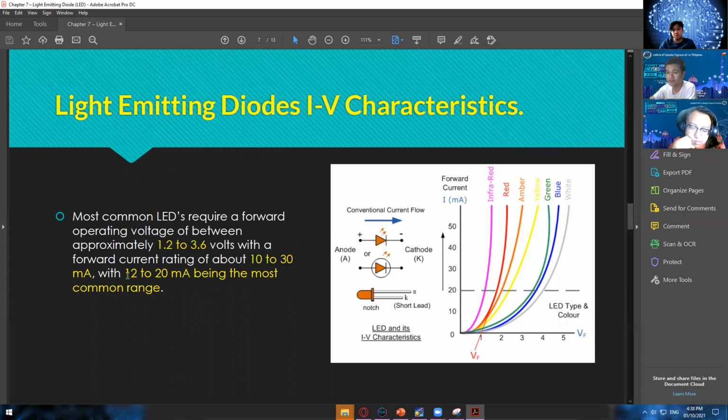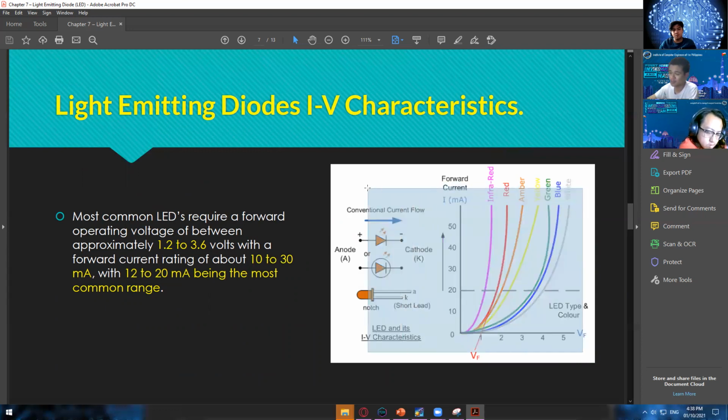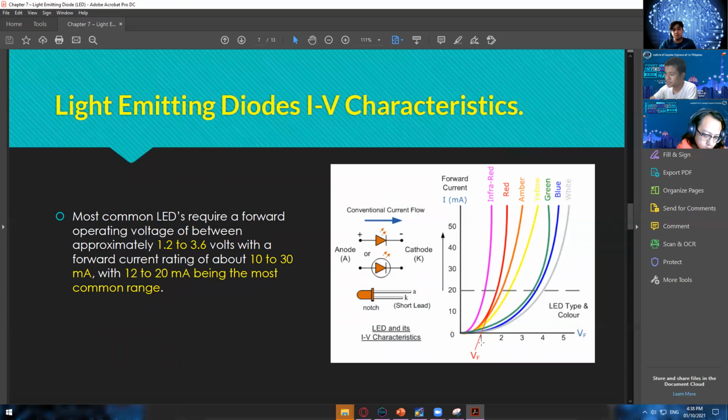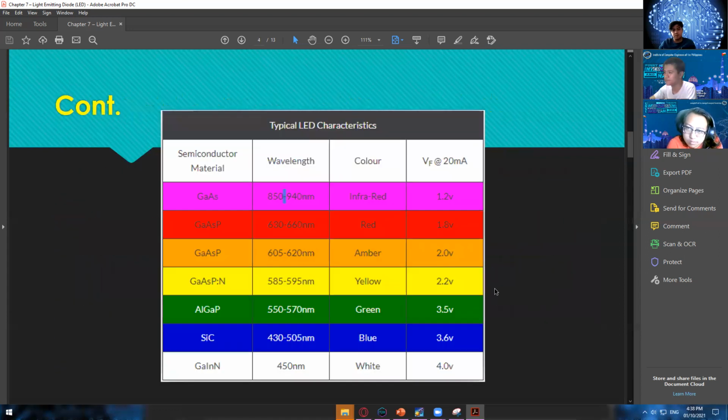Though, ang common range daw, sabi dito, is 12 to 20 milliamps. Okay, though pwede kang mag-exceed ng 20. So you can have 10 to 30 milliamps depending on the requirement of that LED. Alright? So the higher the voltage, then the more variety that you can have, as long as you have a consistent value of 20 milliamps.